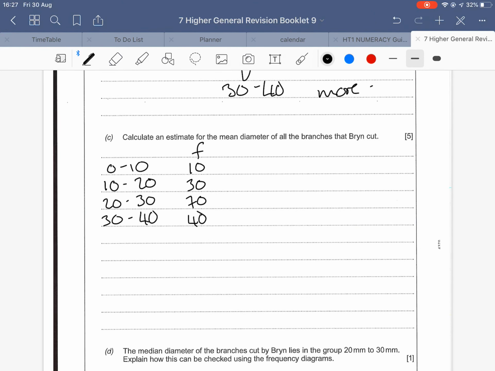So the first thing we do is we find the midpoint. I'm going to move this over. So the midpoint of this group from 0 to 10 is obviously halfway, 5. Middle between 10 and 20, 15. Middle between 20 and 30, 25, and 35. As soon as we've got our midpoints, we just times them.